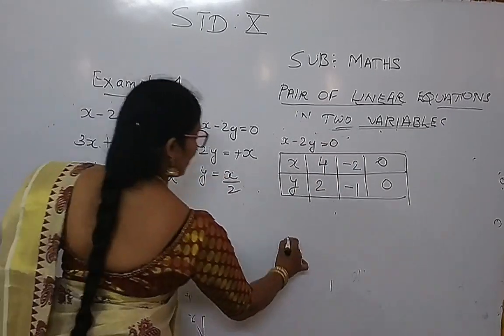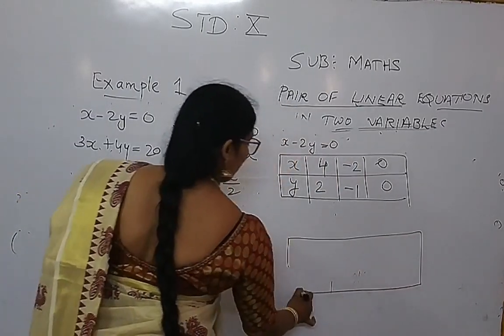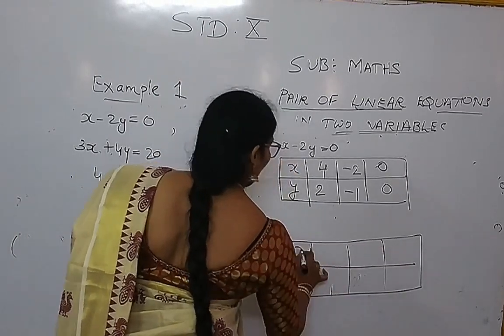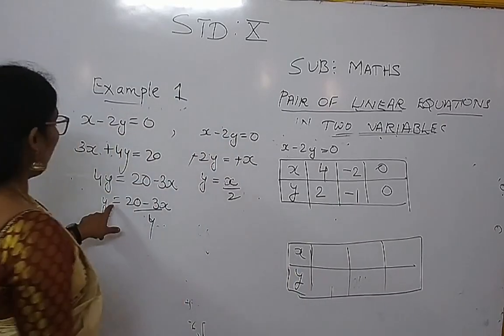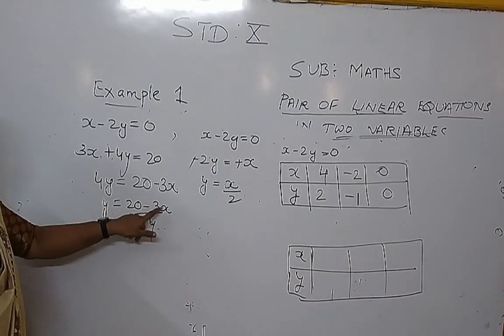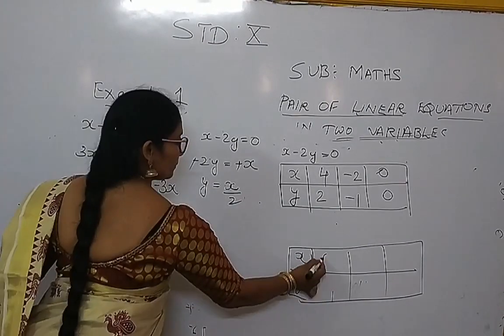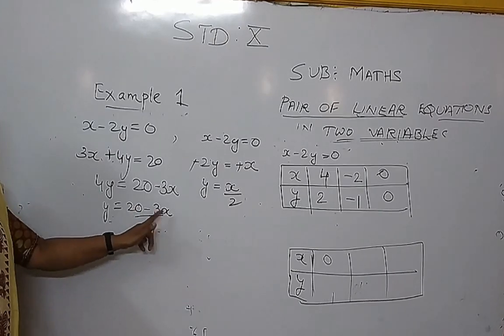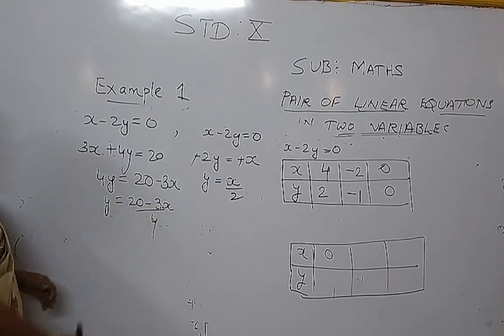Now for the second equation, you have to find various solutions, one or two will do, x and y. So look at that: y is equal to 20 minus 3x by 4. When you put x as 0 here, it will come 20 minus 3 into 0, which means 0. So 20 minus 0 means 20.